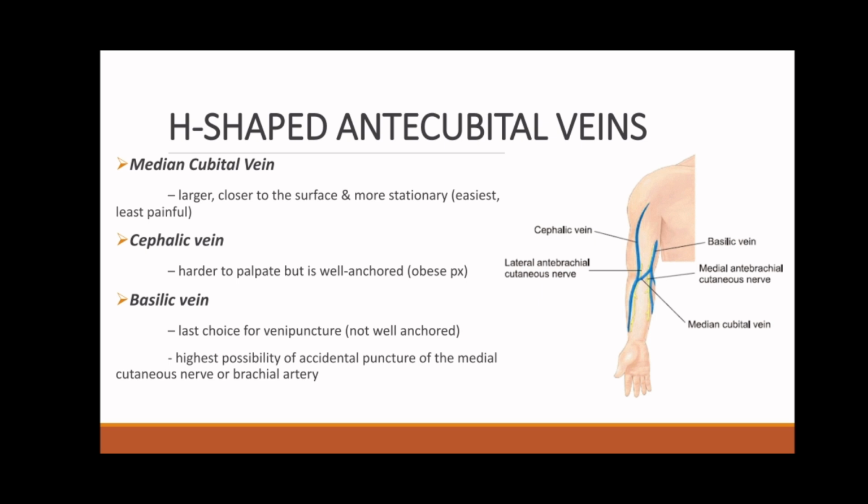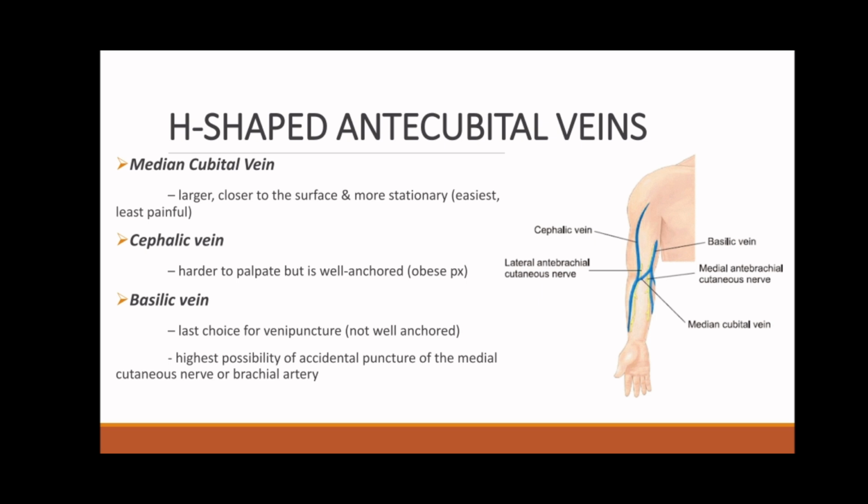This H-shaped vein distribution pattern is displayed by approximately 70% of the population and includes the median cubital vein, cephalic vein, and the basilic vein. The median cubital vein is located near the center of the antecubital area. It is the preferred vein for venipuncture in the H-shaped pattern. This one is typically larger, closer to the surface, and more stationary than the others, making it the easiest and least painful to puncture and the least likely to bruise.